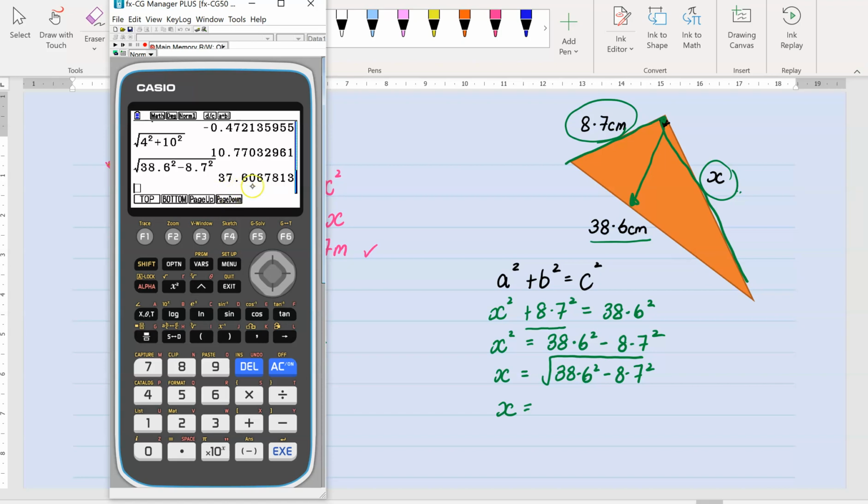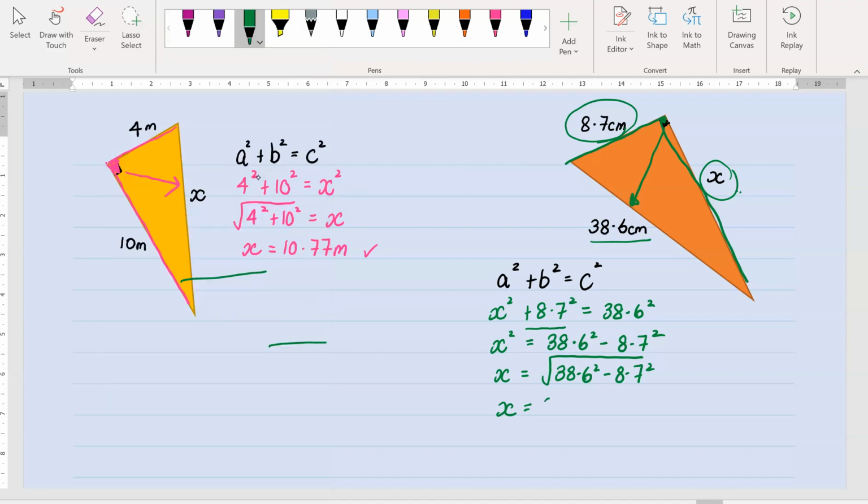Now I want two decimals, so I look at the 60, but I must look at the third number. So because that's 5 or more, I round up 60, I round it up by 1 to 61. So this becomes 37.61 centimeters.